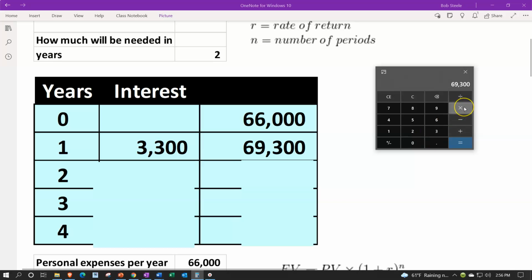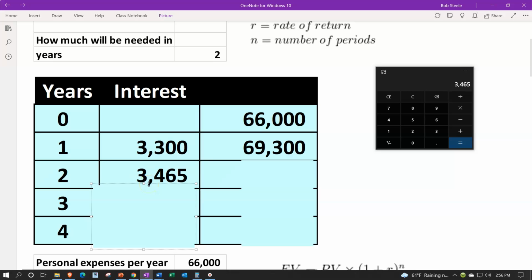If we take that and multiply it times 0.05, we get then the 3,465, adding that to what we had to spend before to get the same stuff, 69,300. That brings us up to the 72,765 that we would need to spend to buy the same stuff, in essence, that we bought a few years ago or 2 years ago where we only needed 66,000.